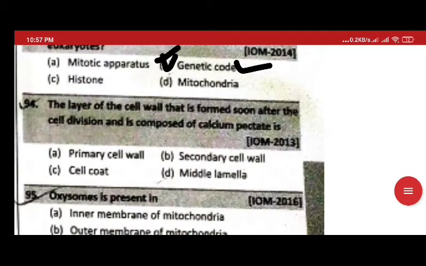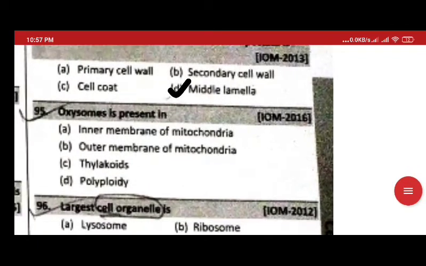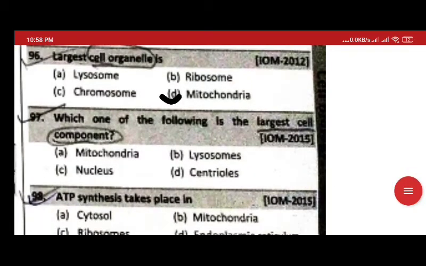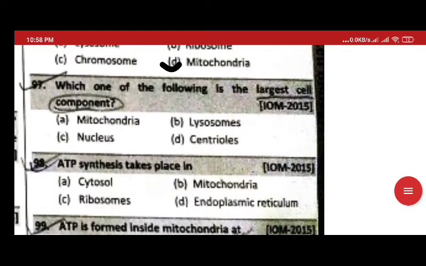Now 94, the layer of the cell wall formed soon after the cell division and composed of calcium pectin. So calcium pectin cell wall that is formed after the cell division, so middle lamella. Oxysomes is present in the inner cavity of mitochondria. The largest cell organelle is found in what? Living component. Largest cell organelle is found in mitochondria, after plastid.